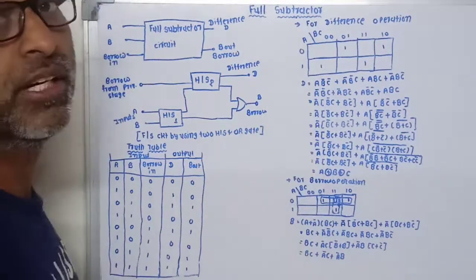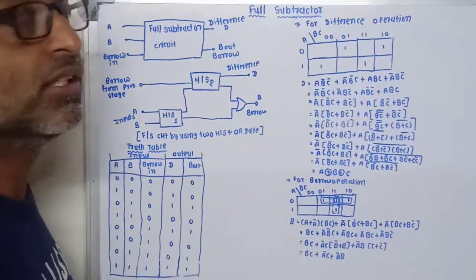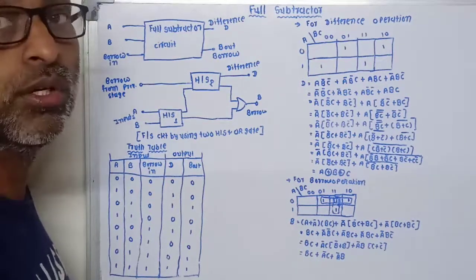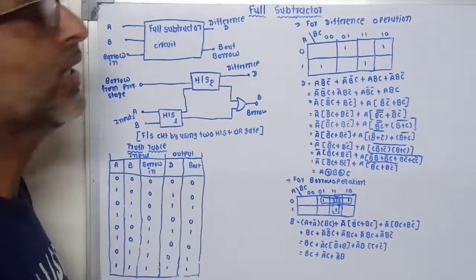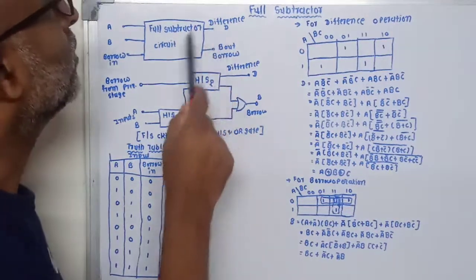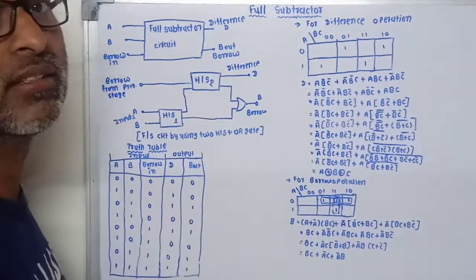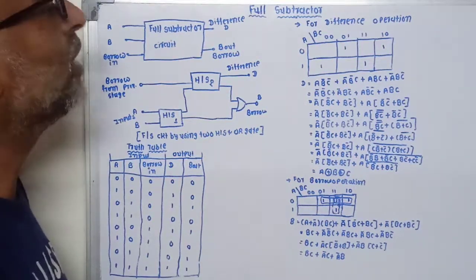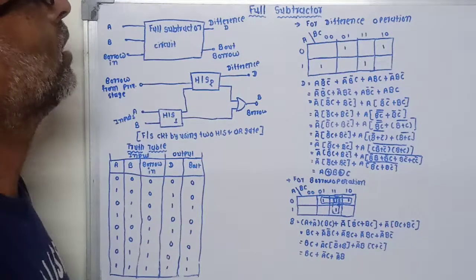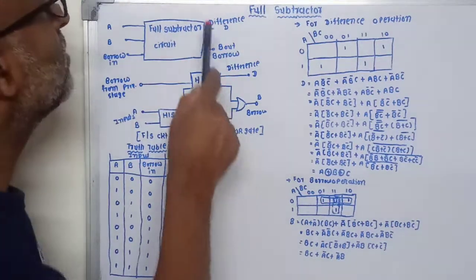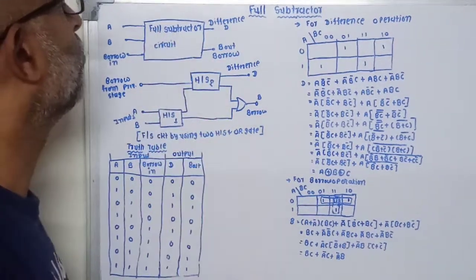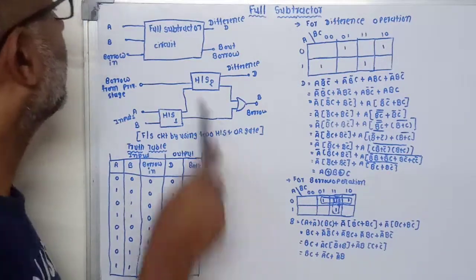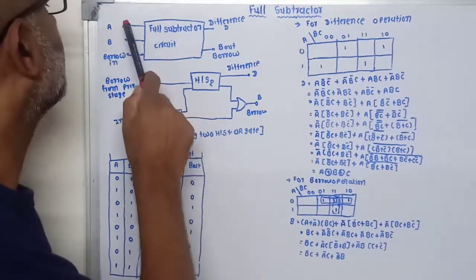Full subtractor. A full subtractor is a digital circuit used to calculate the subtraction of three input binary numbers. The full subtractor circuit is complex and difficult to implement compared to a half subtractor.